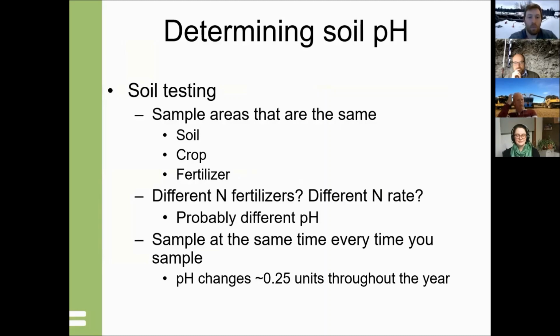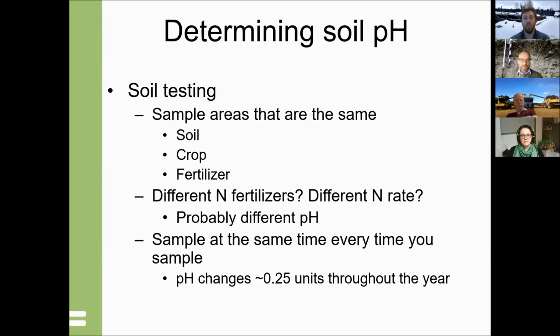When you're doing this, you want to make sure you're sampling areas that are the same. They should have the same soil, the same crop on them, and they should have received the same fertilizer. If they got a different nitrogen fertilizer, or a different nitrogen rate, it's probably a different pH because, as I mentioned before, ammonium fertilizer affects soil pH. Even if you applied the same fertilizer, say ammonium sulfate, but did 100 pounds per acre on one field and 50 pounds per acre on another field, that's a different amount. It's going to affect your pH by a different amount. So make sure you separate those out when you're sampling.